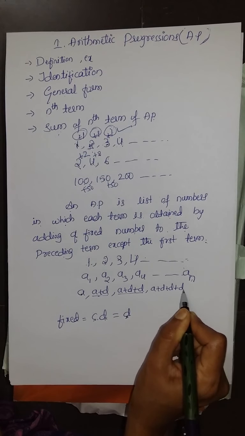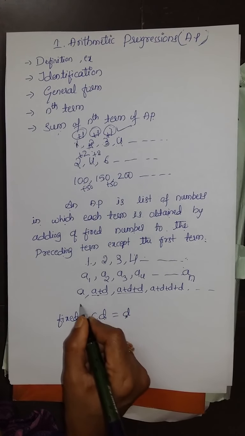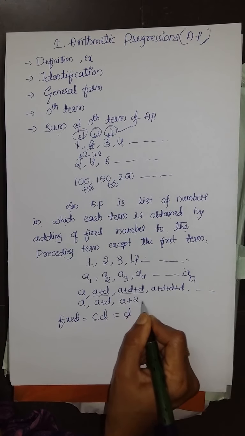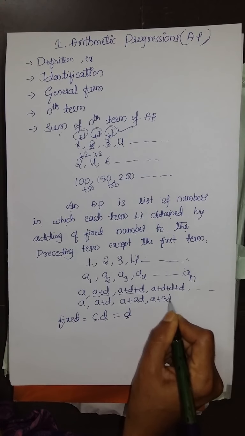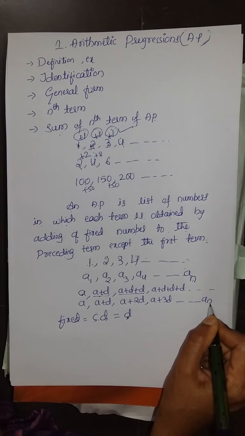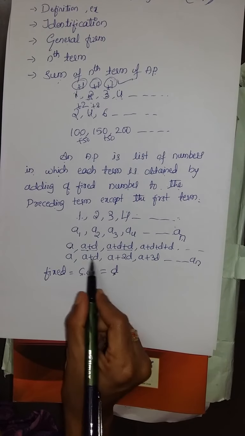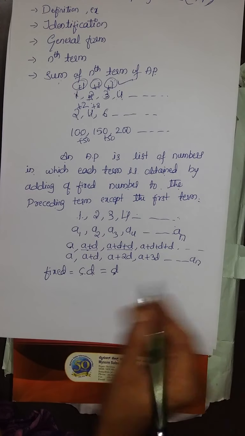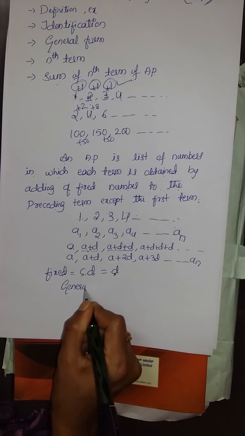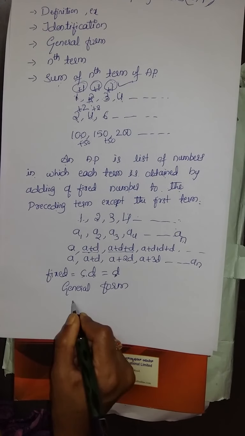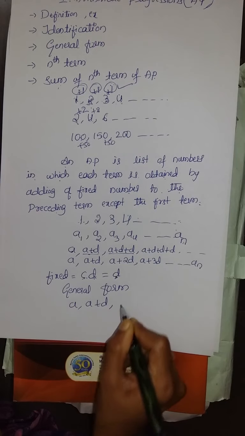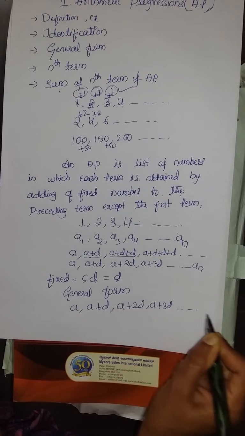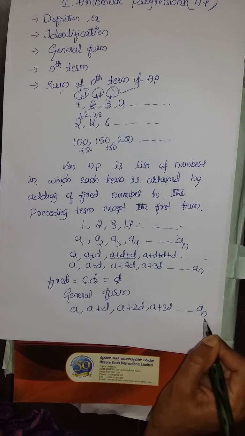We need to add a fixed number again. This is generally written as a, a plus d, a plus 2d, a plus 3d, and so on, up to the last term an. This is the general form of AP. The general form of AP is a, a plus d, a plus 2d, a plus 3d, and so on. The last term is an, that is, the nth term is an.